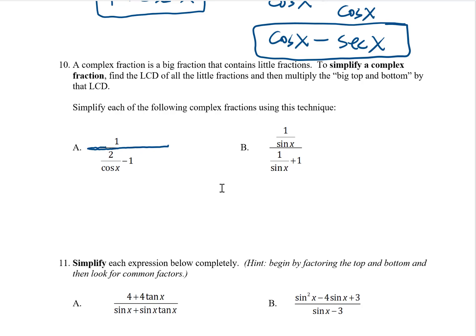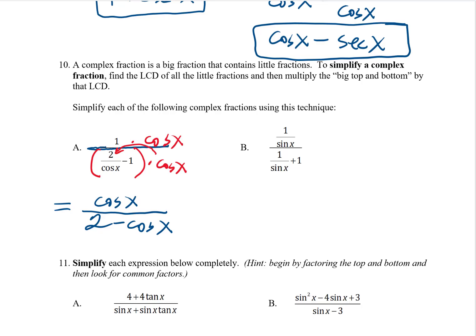So in part A, the only little fraction I have is 2 over cosine x. So the LCD obviously is just the cosine x. I'm going to take that and multiply this big numerator by cosine x and this big denominator by cosine x. Technically, there's 3 items that I'm multiplying here. When I multiply the 1, that's very easy. On the bottom, I'm going to have to do some distributing. Well, when I multiply cosine x times 2 over cosine x, the cosine x's cancel. I would just have the 2 left. And then 1 times cosine x, of course, is just cosine x.